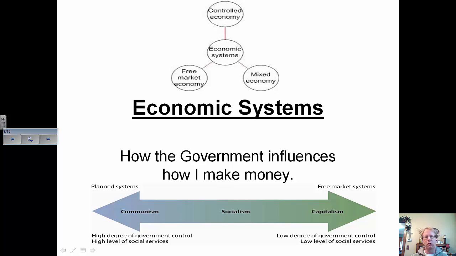And there's a continuum, as you can see on the screen here. There's a continuum of economic systems going from communism, which is very much a planned system, to socialism, to capitalism, which is more the free market system. Anytime you're over on this side of the spectrum, by communism, you have a high degree of government control and a lot of social services available to the people. And when you're on the capitalism end, you have a very low degree of government control and very low levels of social services. Okay?